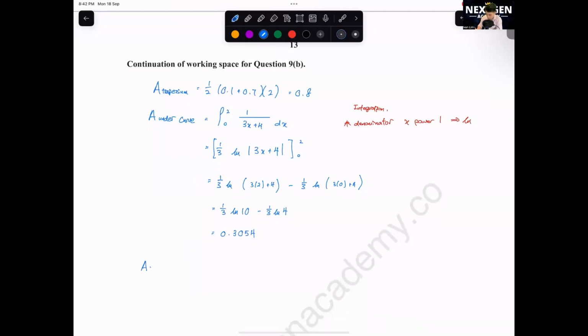Okay, so the area of the shaded region will be the area of the trapezium, 0.8 minus 0.3054. Okay, we should get 0.495.